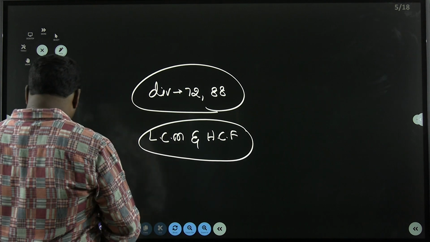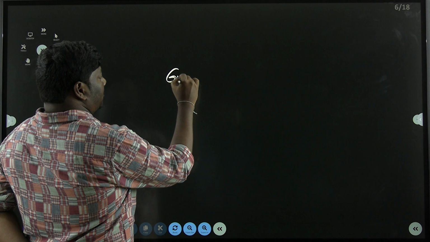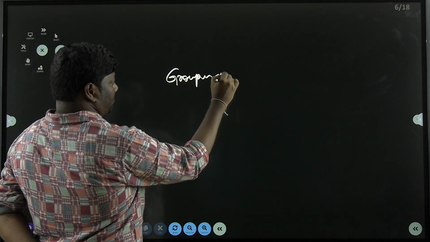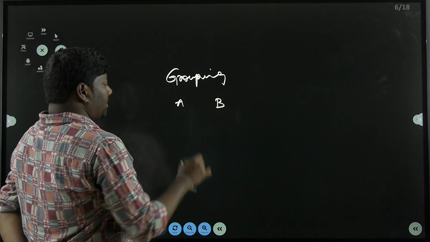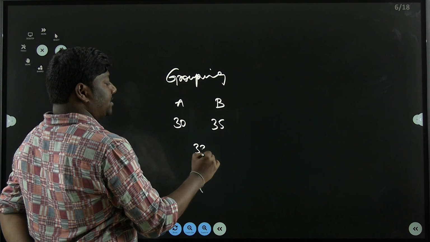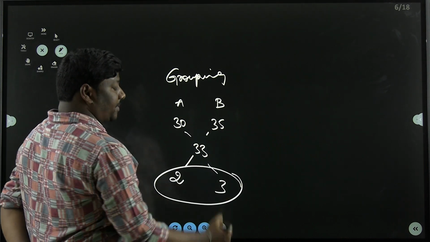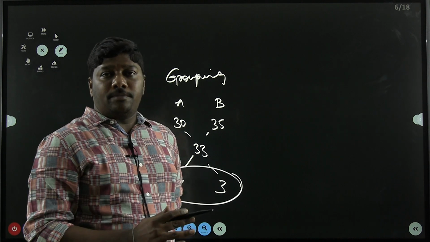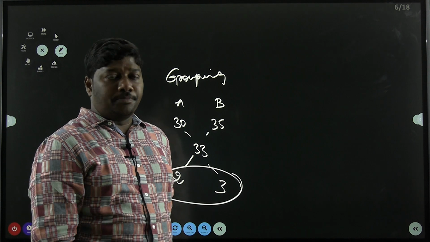Next, coming to averages, group questions are the most important. They may give you two groups A and B. The average of this group is 30 and this group is 35 and the combined group is 33. So, the difference is 2 and the difference is 3. You may get questions based on this. Apart from this, there are normal average questions only, not tough questions from averages, it is all simple.